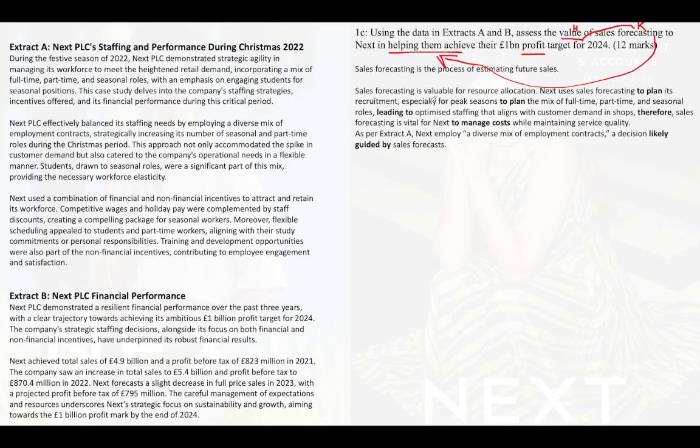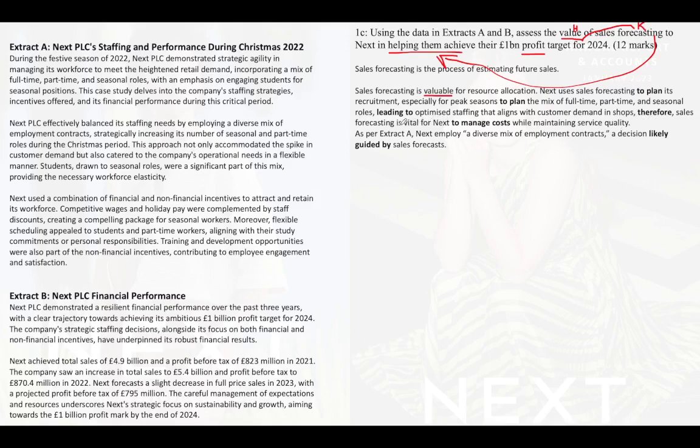Sales forecasting is valuable. So we're talking about value up here. Let's talk about value down here for resource allocation. This is my point, obviously. Next uses sales forecasting to plan its recruitment, especially during peak seasons. We've had this in a previous question, remember? So we're already using some of the benefits of writing the questions in order to plan, everything in bold as a chain of argument, the mix of full-time, part-time and seasonal roles, leading to optimized staffing that aligns with customer demand in shops, giving us more context.